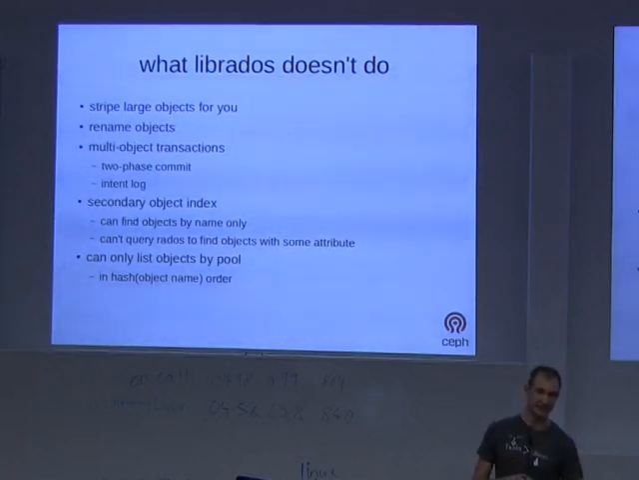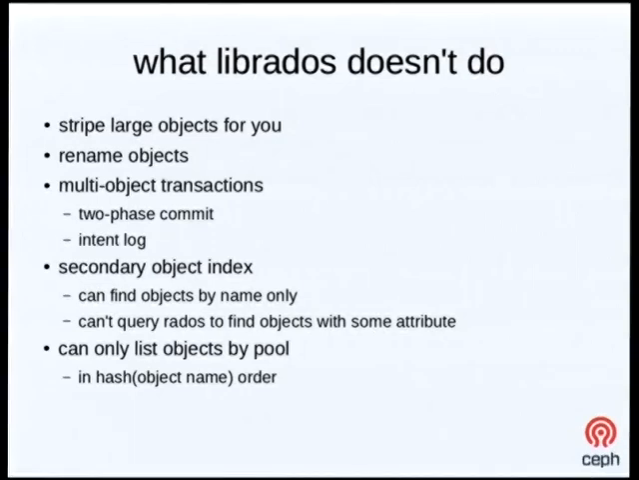Rados doesn't do secondary object indexes. So you can only find an object in the system based on its name. You can't send a query to the system that says, give me all objects that have attribute foo equals bar. It won't do anything like that, although there are other systems that do. So that's a requirement. You can look at those.